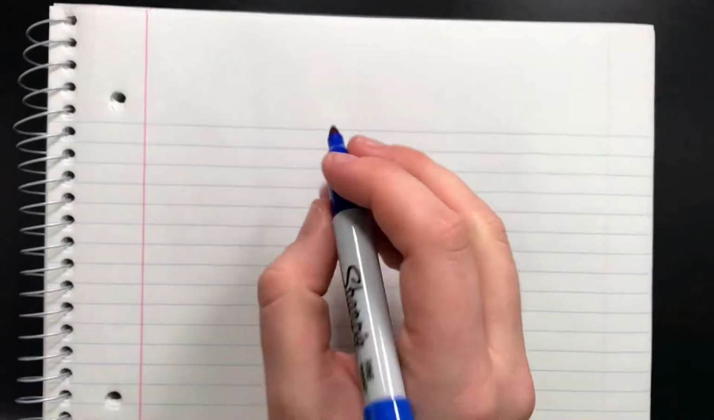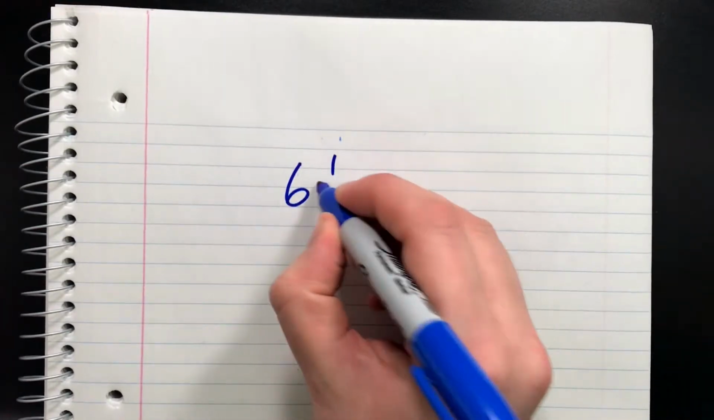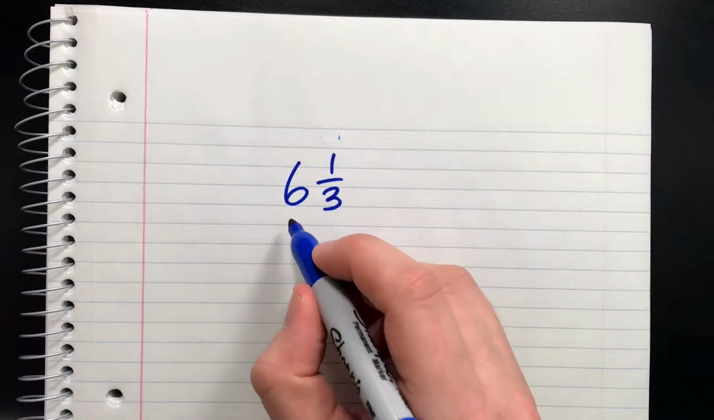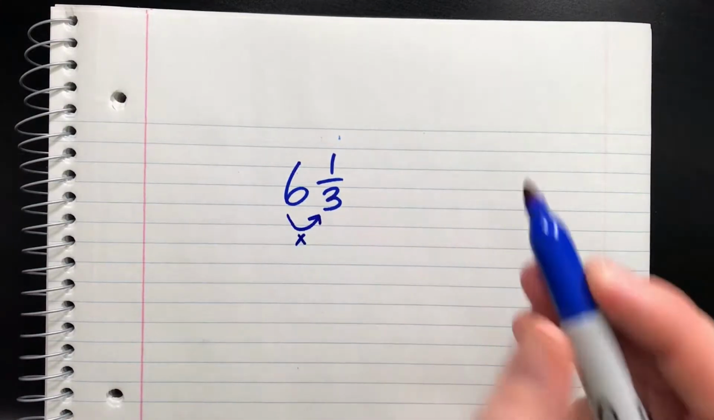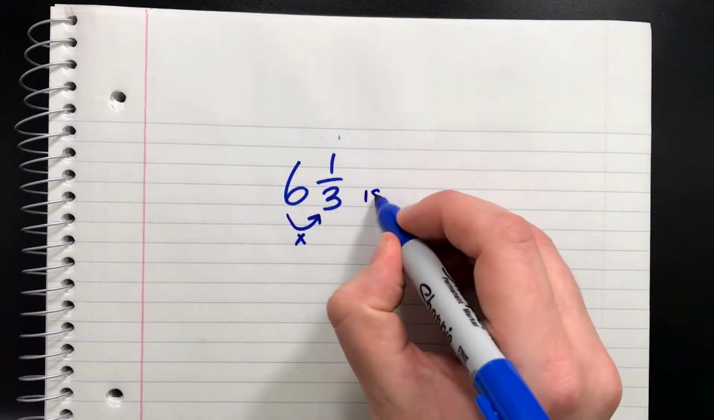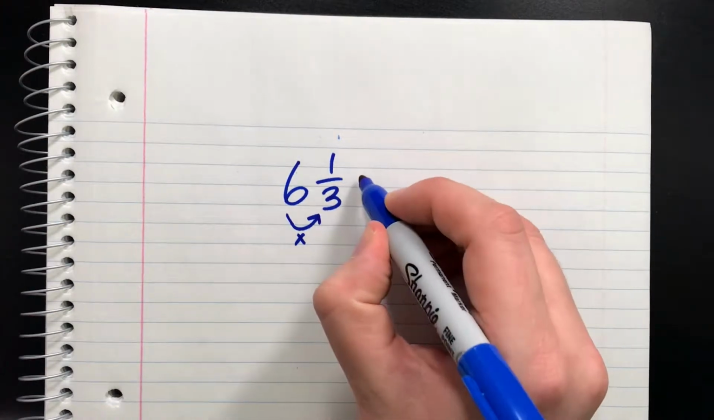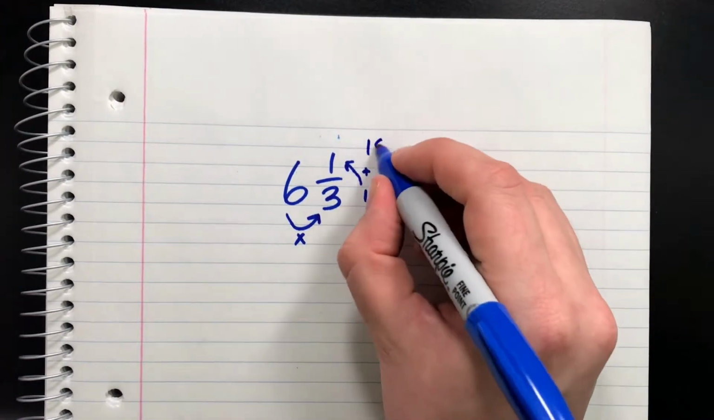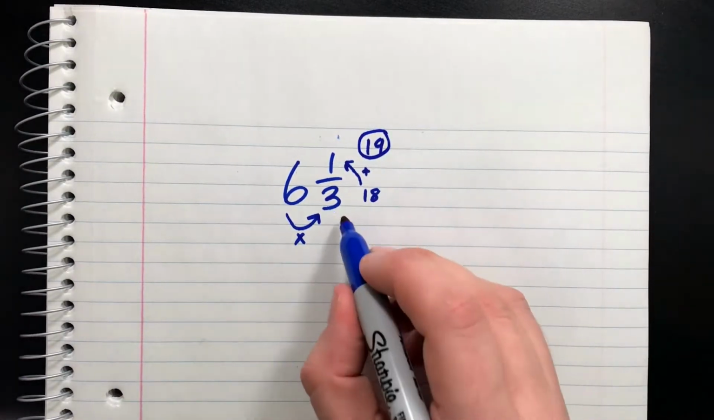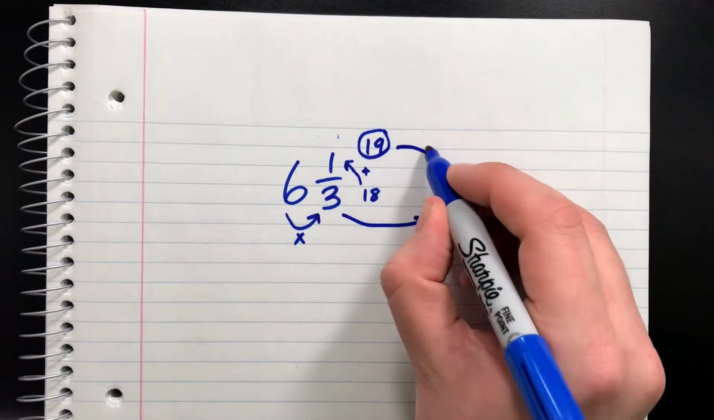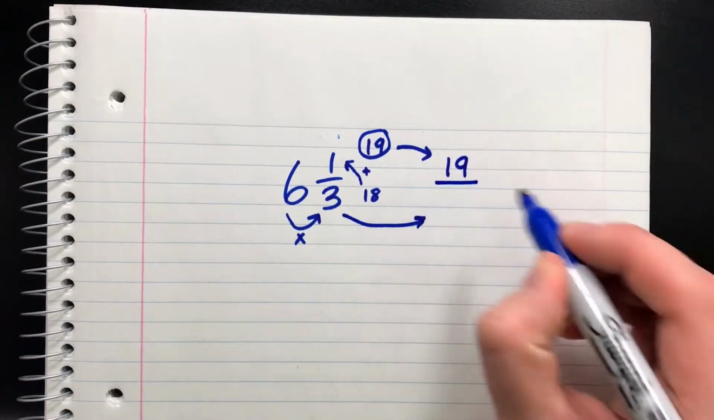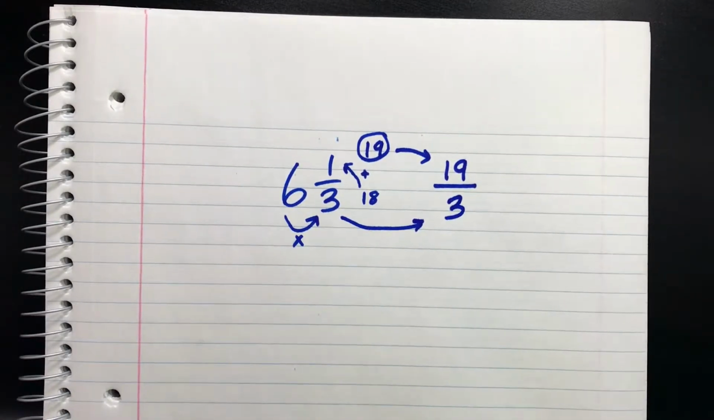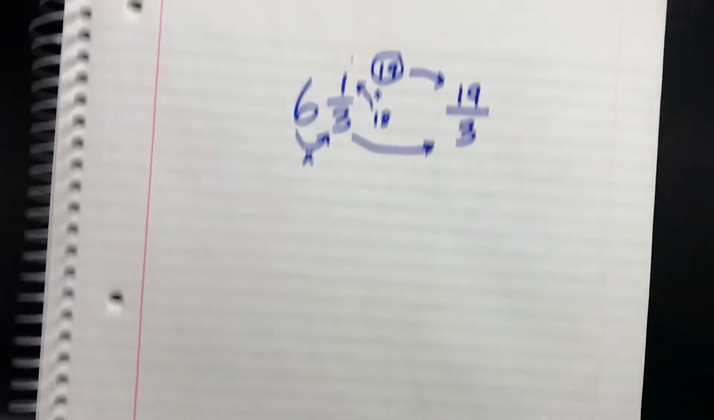All right, so let's try 6 1/3. Turn 6 1/3 into an improper fraction. So 6 times 3 is 18, and 18 plus 1 is 19. We bring our 3 over. 19 is our numerator, 3 is our denominator. That's an improper fraction.